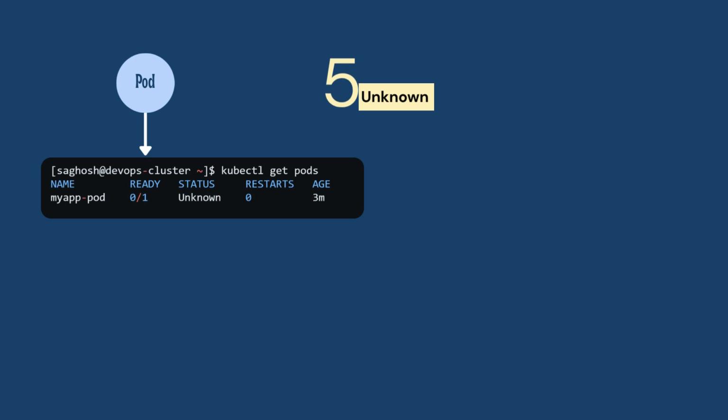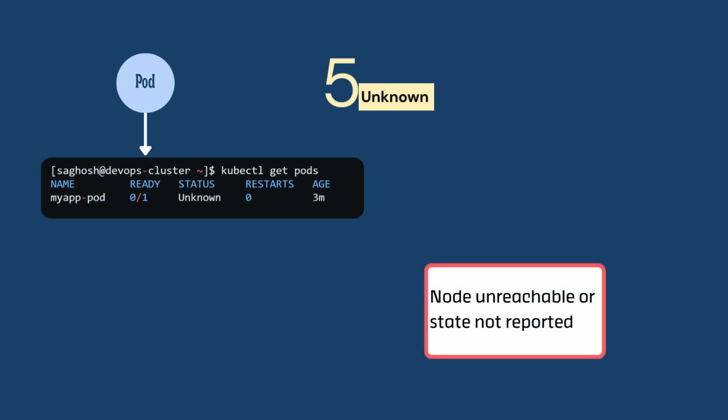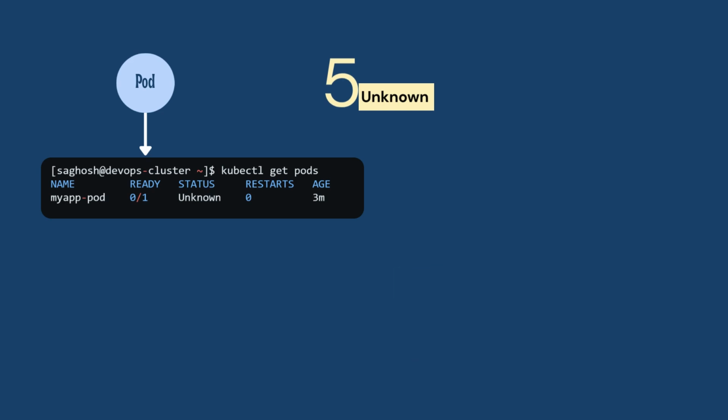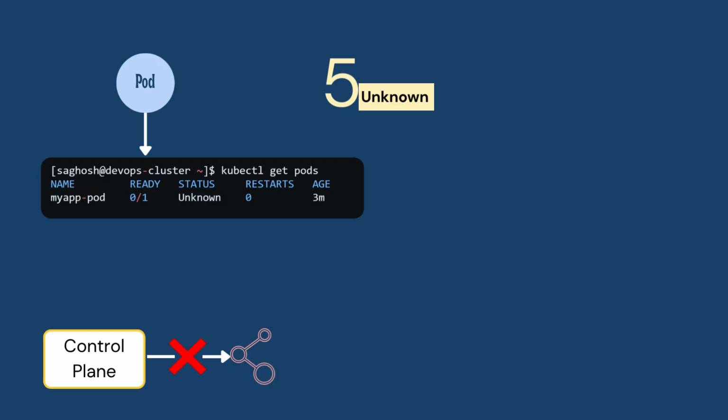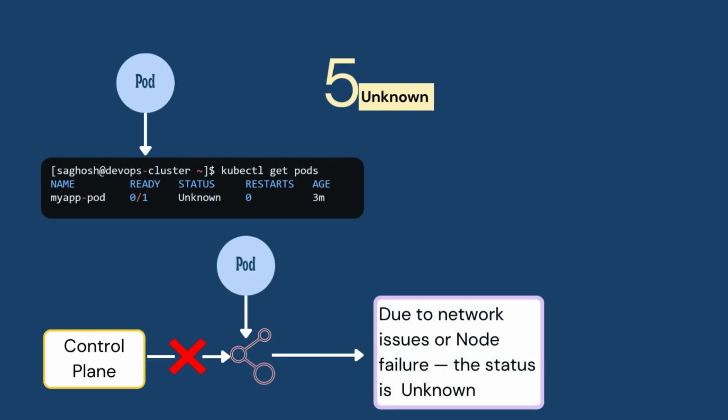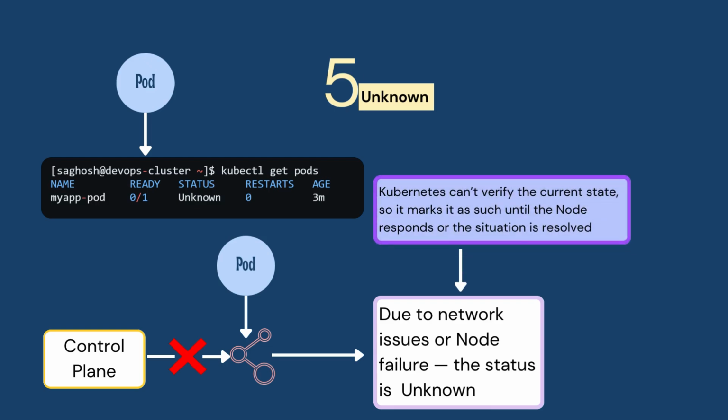Number 5, unknown. Node unreachable or state not reported. If the control plane can't reach the node where the pod was running due to network issues or node failure, the status is unknown. Kubernetes can't verify the current state, so it marks it as such until the node responds or the situation is resolved.